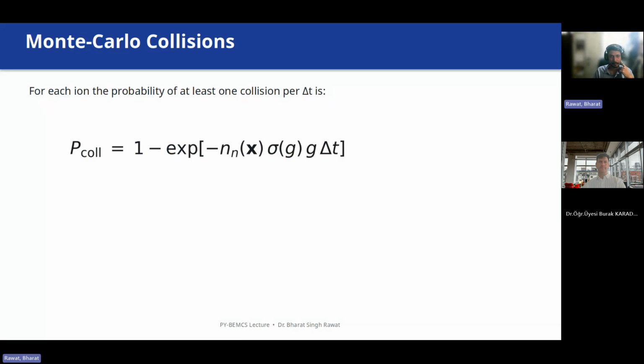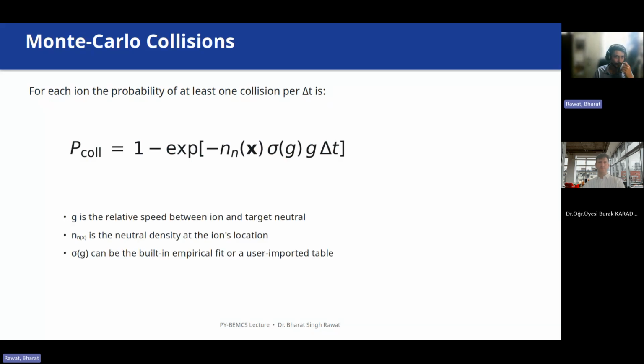And then there is Monte Carlo collision, which you can, of course, do in the code. So this is the probability of a collision happening, in which you have the neutral gas density, your collision cross section, your velocity between the ion target and the neutral target, and delta t is the time step of that event.